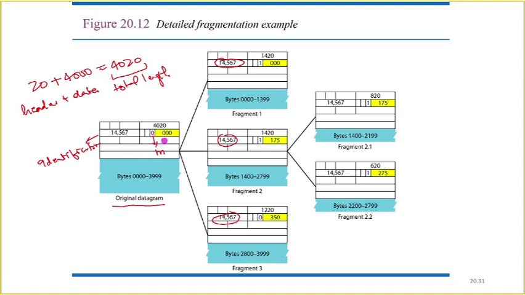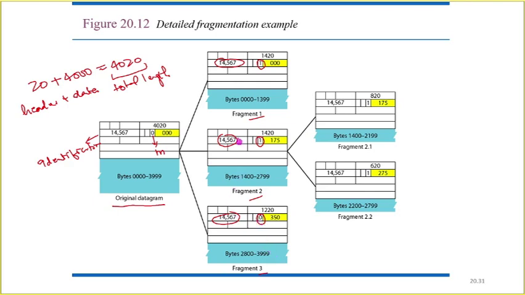But once it is fragmented, this is fragment 1, this is fragment 2, this is fragment 3. For fragment 1, the M value will be 1 because there are more fragments. For fragment 2, the M value will be 1. This indicates there are more fragments available. In the last fragment, fragment 3, the M value is 0. This indicates there are no fragments available next to it, which means this is the last fragment.